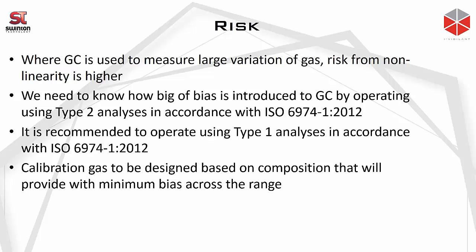But if we change the calibration gas where methane goes down to around 70%, then our bias across the range only amounts to a maximum of 0.06 megajoules per centimeter cube. So we need to understand what kind of function we have, and then we can design the calibration gas that is best for that particular function for the operation range.